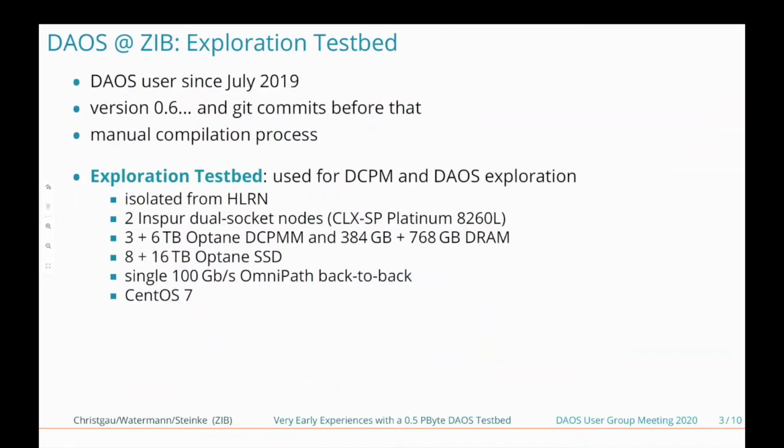We actually started using DAOS quite a while ago. About 1.5 years ago, we got access to an exploration testbed, as we call it, in the Zuse Institute here. We use this internally to explore the usage of DAOS and also the usage of data center persistent memory, or as you may know it, Optane memory. We used to compile DAOS manually, using version 0.6 and Git commits even before and after that, on this exploration testbed, which basically consists of 2 nodes, one with 3 and one with 6 terabytes of Optane memory, and 384 gigabytes of DRAM and 768 gigabytes of DRAM for the other node.